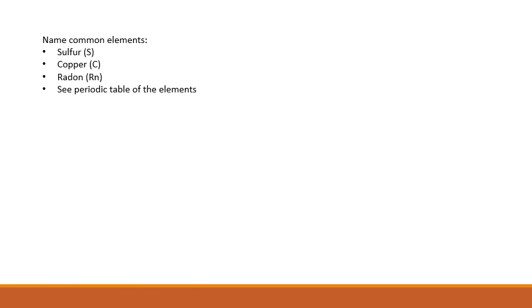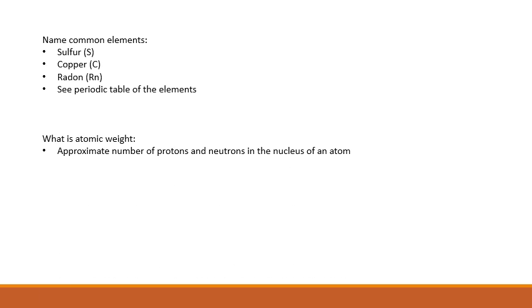Name some common elements. Some are sulfur, copper, radon. For more, see the periodic table of elements. What is atomic weight? It is the approximate number of protons and neutrons in the nucleus of an atom. What is atomic number? It is the number of protons or electrons in an atom.